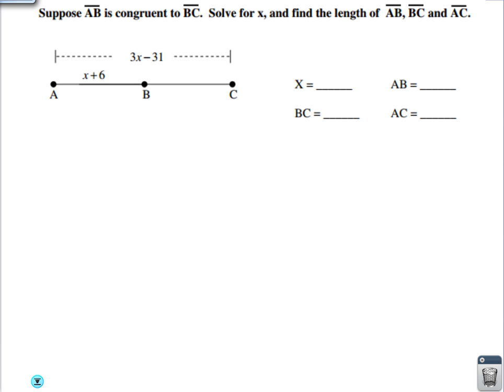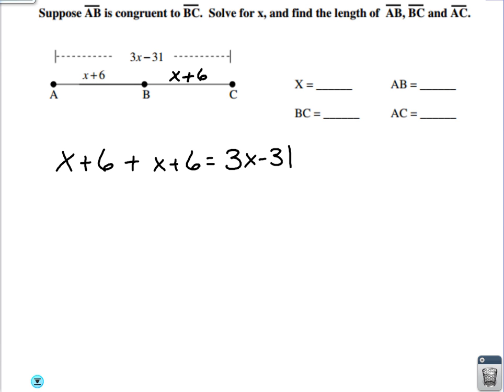The first way. What is this? BC. Is it not also x plus 6? There's one way to set it up. And now since this is equal to x plus 6 and this is equal to x plus 6, by the segment addition postulate, x plus 6 plus x plus 6 has to equal 3x minus 31. The whole thing has to be the sum of those two parts.